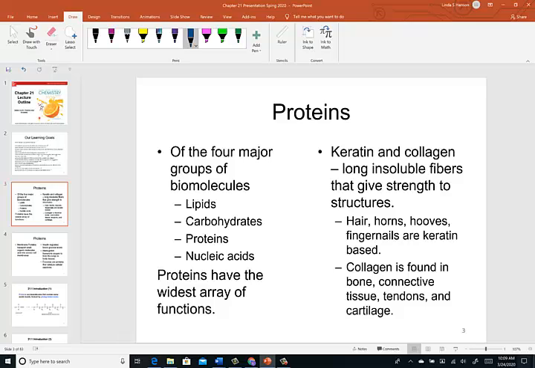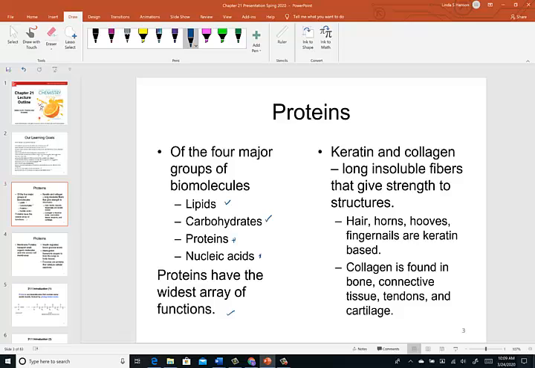We said that there are 4 major groups of molecules. We started with lipids. We just completed carbohydrates. In this current chapter, our focus is on proteins. And in our next and last chapter together in our semester, we'll focus on nucleic acids, DNA and RNA molecules. Of all of those 4 major groups of biomolecules, proteins have the widest array of functions.